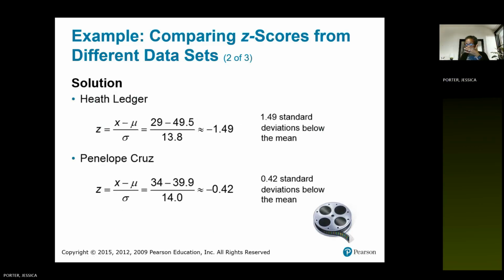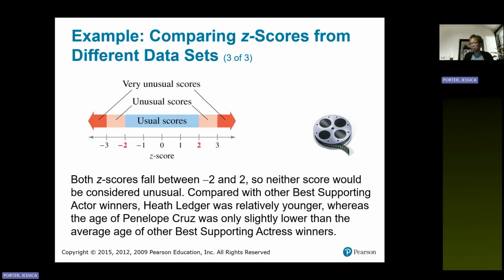Heath Ledger is 1.49 standard deviations below the mean, and Penelope Cruz is 0.42 standard deviations below the mean. So she's a little bit closer to the mean than he is. Both Z-scores fall between -2 and 2, so neither score would be considered unusual. Unusual, again, is -2, more than 2 standard deviations away from the mean. That would be unusual.